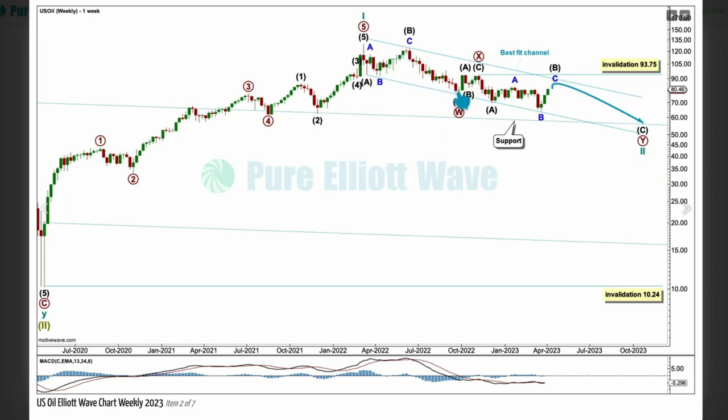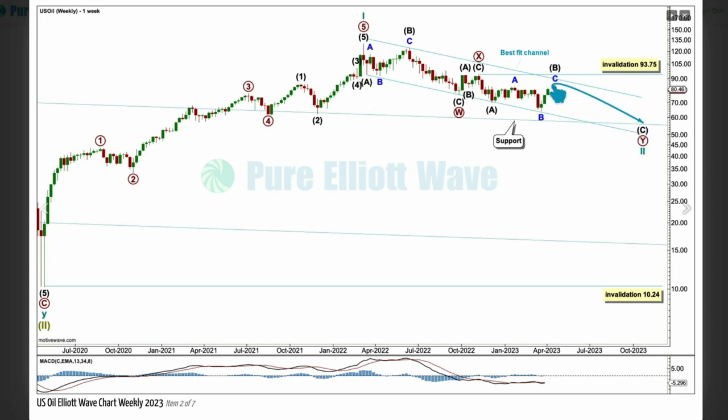The first zigzag in the double, complete down here, is labelled primary W. The double is joined by a 3 in the opposite direction labelled X, which is relatively brief and shallow, normal for an X wave in a double zigzag. And now the second zigzag labelled primary Y may be incomplete, with intermediate A, intermediate B continuing further, and then intermediate C to continue lower.